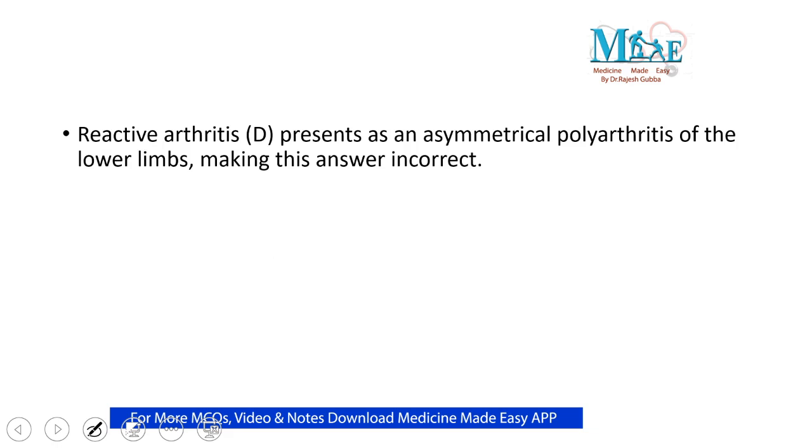And you take reactive arthritis. I have discussed this even in my previous question also. In reactive arthritis, there should be a triad. What is that? Number 1, asymmetrical polyarthritis, usually of the lower limb, right? And there should be conjunctivitis as well as urethritis. So this particular triad is not there in the clinical scenario which has been given to us. So that is the reason why reactive arthritis is also ruled out.